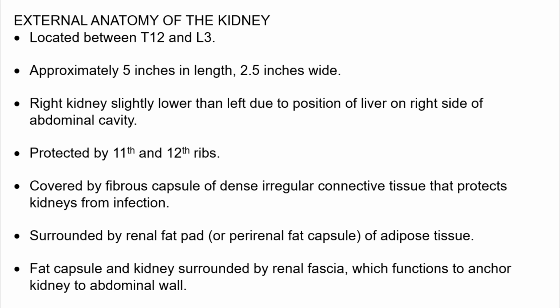Externally, they are covered by a fibrous capsule composed of dense irregular connective tissue, which protects the kidneys from infections that may occur within the abdominal cavity. A layer of adipose tissue called the renal fat pad surrounds the kidney and the fibrous capsule in order to protect the kidney from physical trauma. Enclosing the kidney and the renal fat pad is the renal fascia, which is a connective tissue that functions to anchor the kidney to the interior wall of the abdomen.